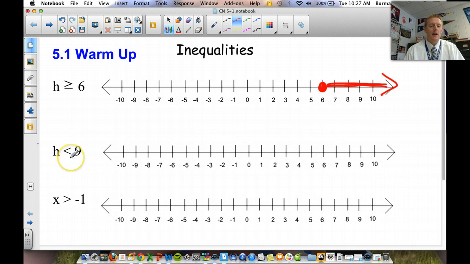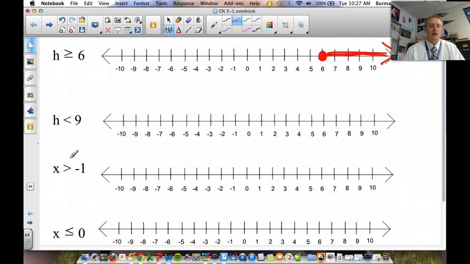Okay? On the next question, because it is not an or equal to, we are going to have an open circle at 9. Remember, or equal to has a closed circle. If it's just a greater than or less than, we have an open circle. And this says h is less than 9, so we shade everything to the left.